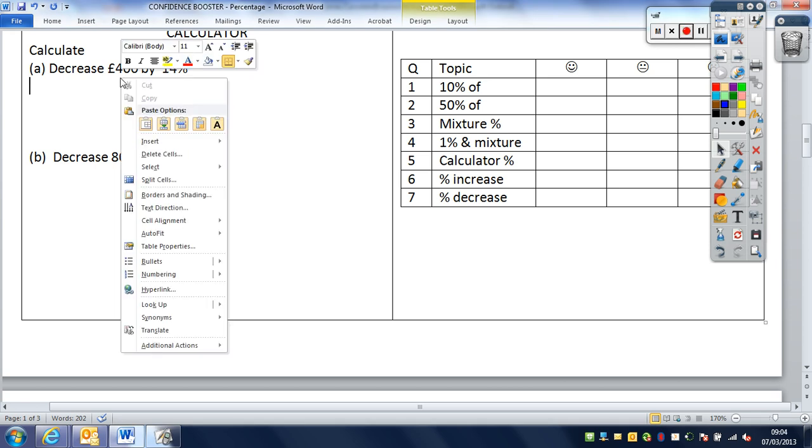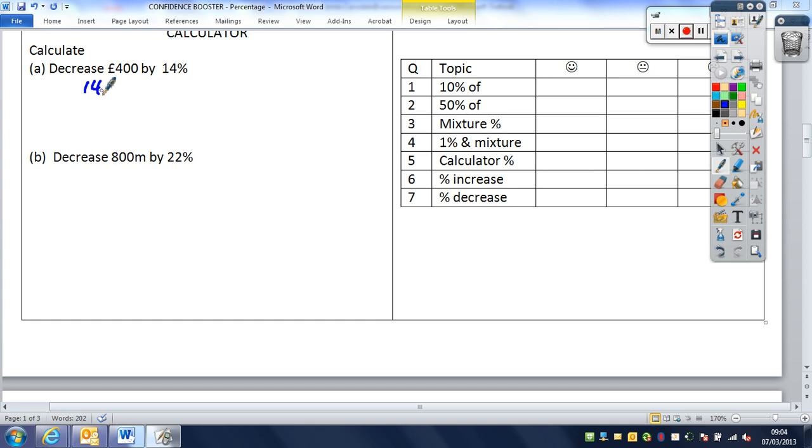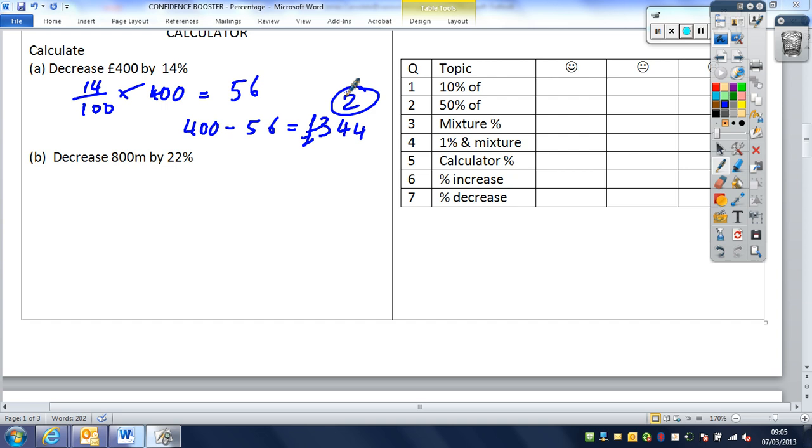14 over 100. You need to be quiet, otherwise you're just going to have your voice all over the place on this. I don't want to hear it. What's 14% of 400? 56. Second mark, the final mark, 400 take away 56 is 344 pounds. That's 2 marks. Next one, 22% of 800.